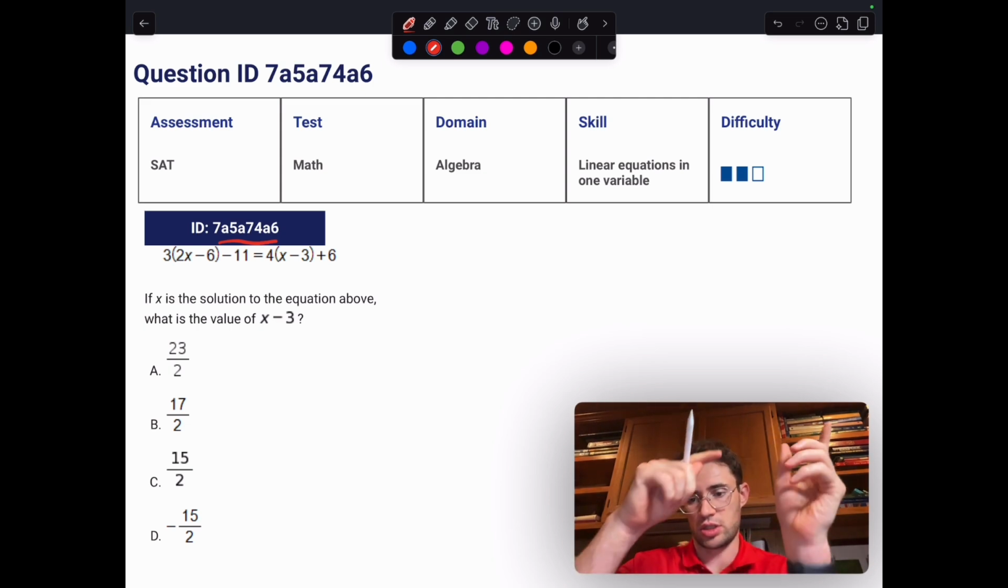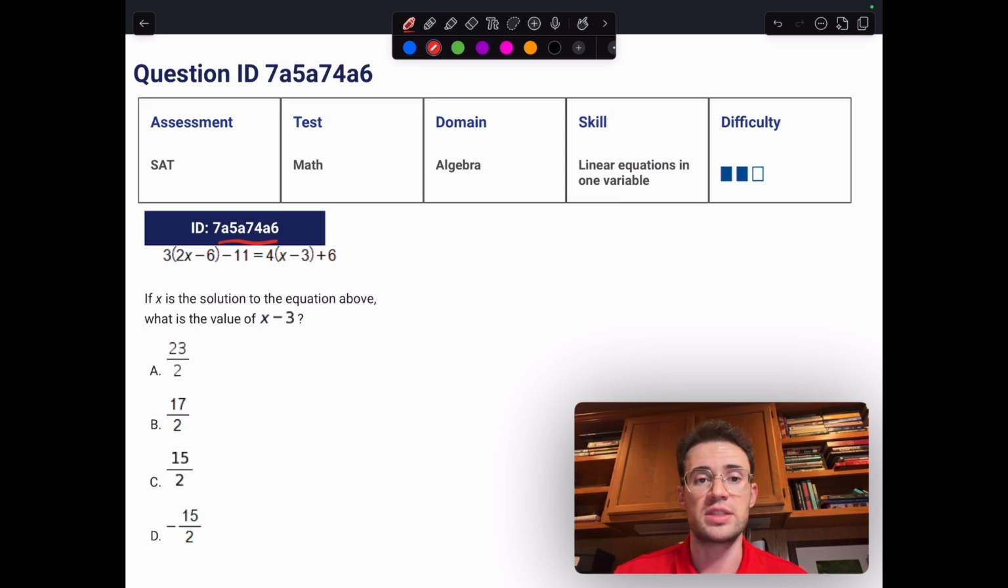the timestamps, which is the exact minute and second where they occur in this video, will be in the description below. If you did any of these problems on your own and want to go to a specific problem, just look in the description, look for that ID, and then you can click on the timestamp that's there. All of these questions, as I said in the intro there, will be linear equations with one variable. And these are the medium difficulty ones, which means that they have 2 out of 3 for their difficulty.